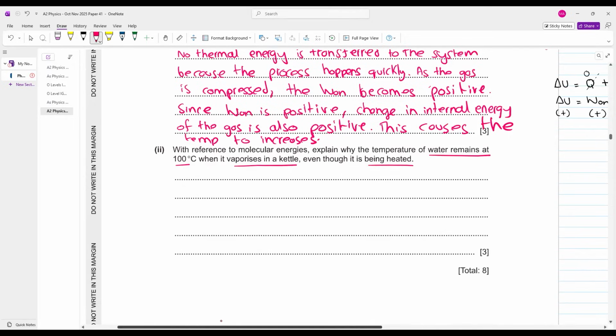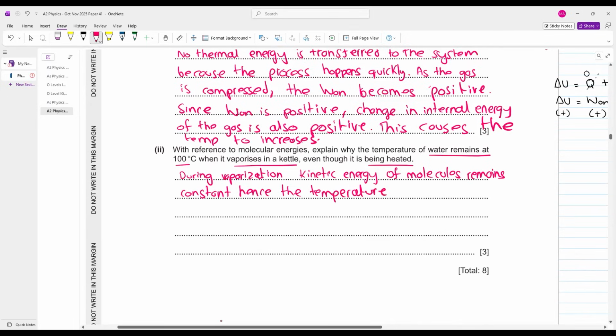What will you say? During vaporization, what happens? Kinetic energy of molecules remains constant. Hence, the temperature of water remains constant. उसके आगे क्या लिखोगे बेटा?